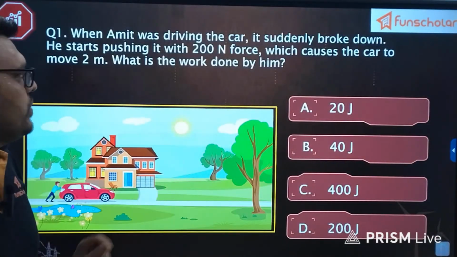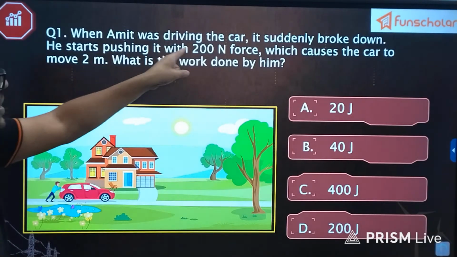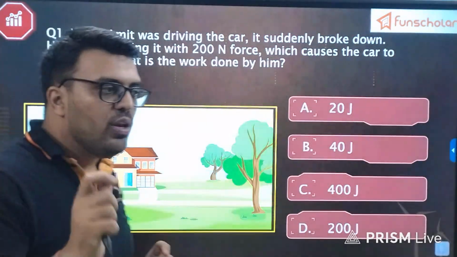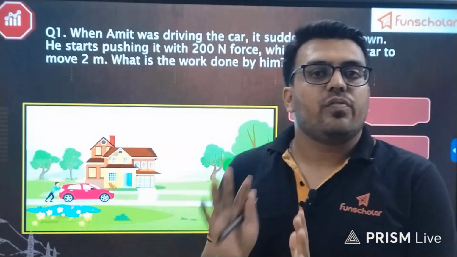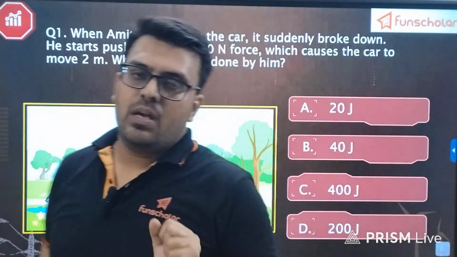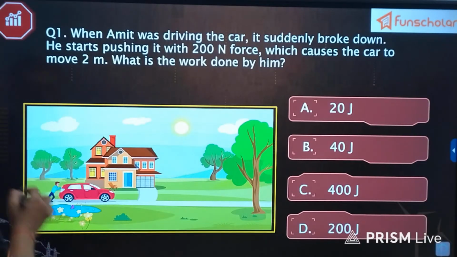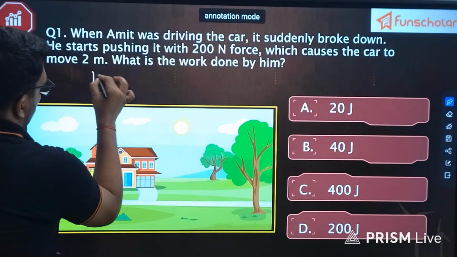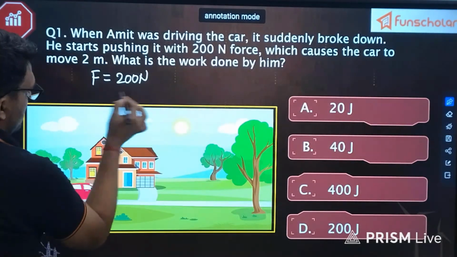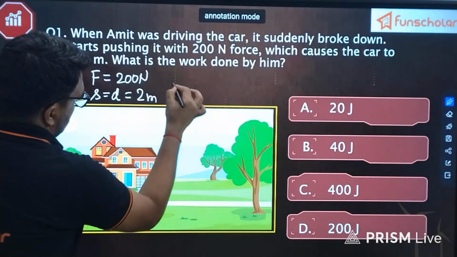Let's solve the basic question. When Amit was driving the car, it suddenly broke down. He starts pushing it with 200 Newton force, which causes the car to move 2 meters. So first of all, identify the agent of force. Here, Amit is pushing the car. So who is applying the force? Amit. Because of that force, the car has moved through 2 meters. So you have already got two quantities. Write it down: force is equal to 200 Newton, and the next thing is displacement. You can use S or D, that is 2 meters.